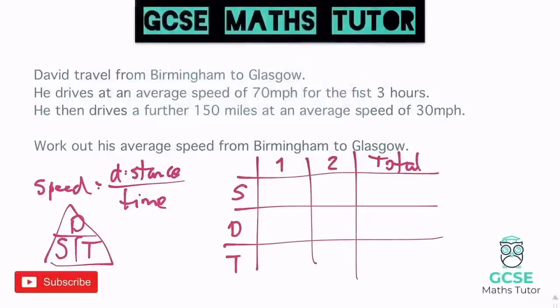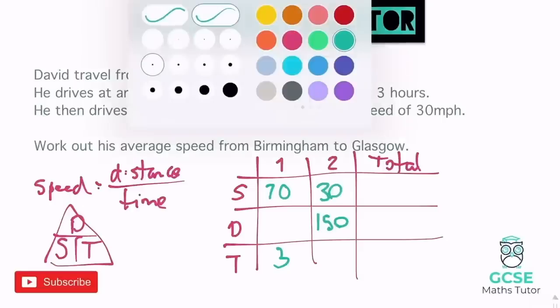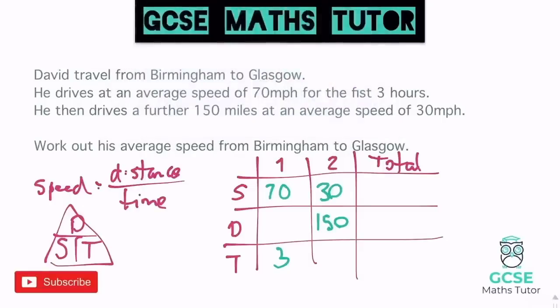Okay, so at the moment we have: he drives at an average speed of 70 miles an hour for the first 3 hours. So this first one here is 3 hours and he drives at a speed of 70 miles an hour. The second part, it says he drives 150 miles, which is a distance, and he drives at an average speed of 30 miles an hour, so that's going to go just above there. And we want to work out essentially the average speed for the whole journey, which is this one just here. Now again, we can't join together speeds, it's going to be somewhere in between the 70 and the 30.